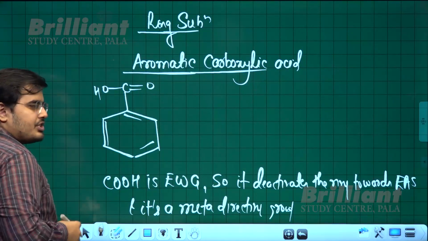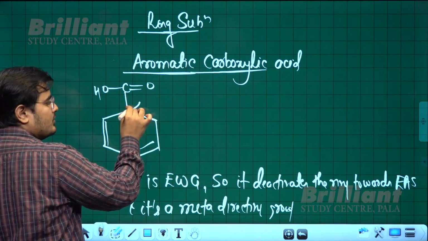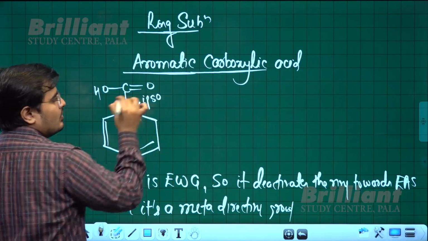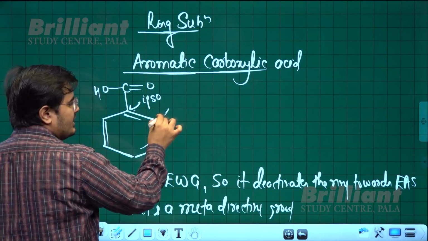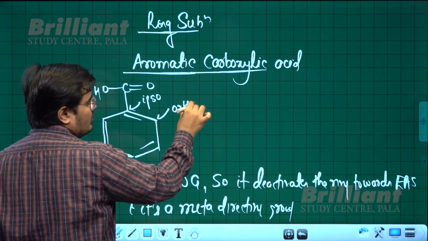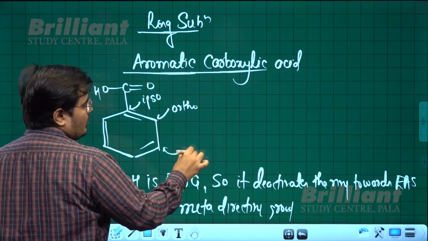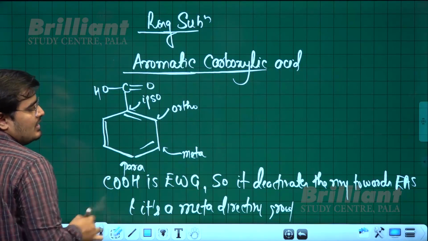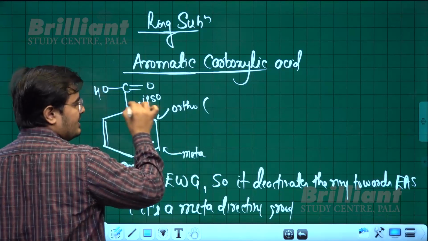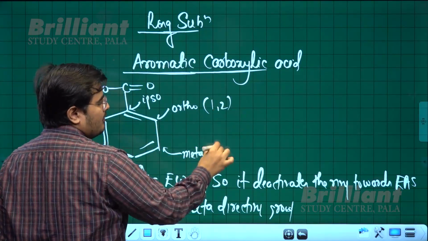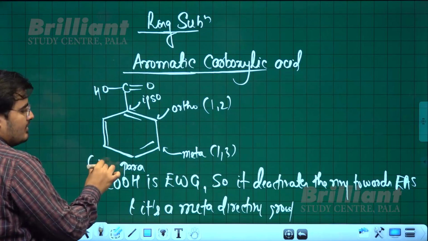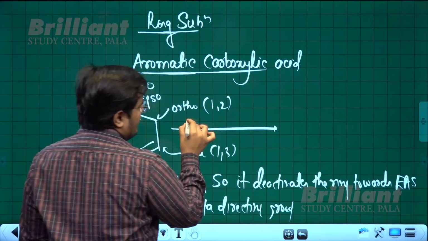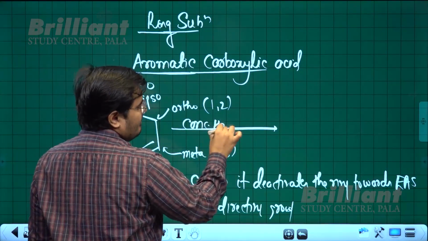If you look at the positions of this benzene ring system, the position on which the carboxylic acid group is directly attached is known as ipso. The position next to ipso is known as ortho. The position next to ortho is meta, and the position next to meta will be para. That is, with respect to benzoic acid, ortho is 1,2, meta is 1,3, and para is 1,4.